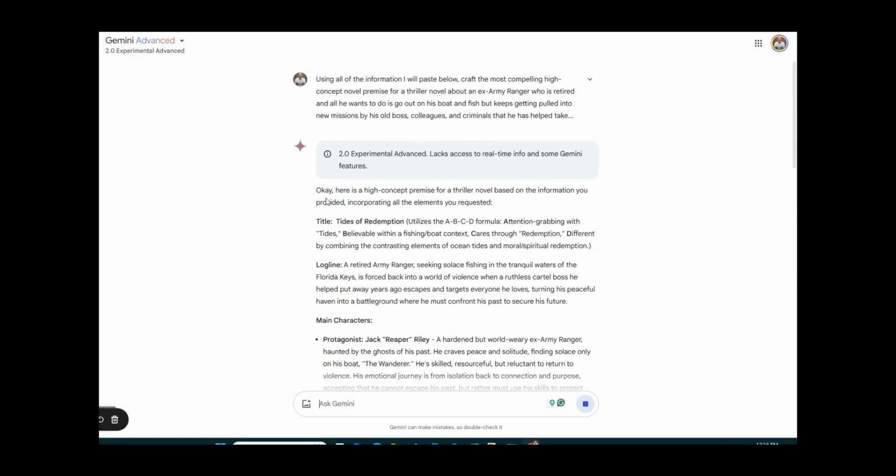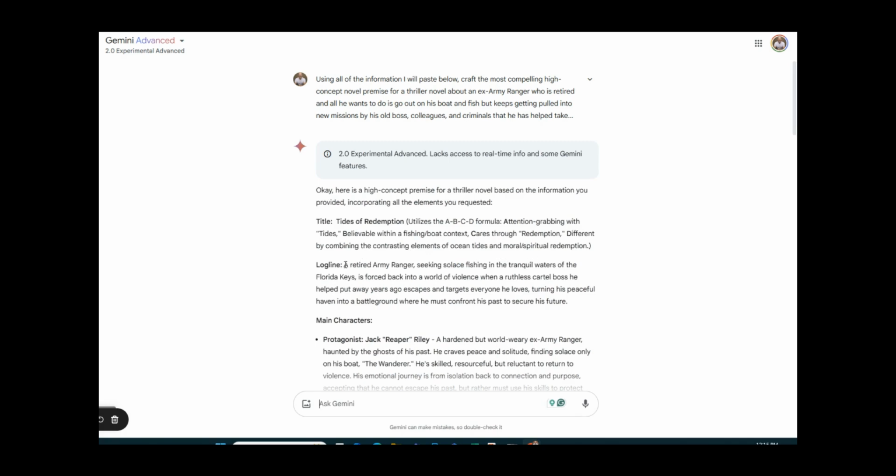We have a title, Tides of Redemption. I like it. It ties into several elements we want. It uses the ABCD formula, attention grabbing with tides. I guess that's attention grabbing, tides, maybe. Believable, fishing boat context, the redemption. I like that. Different by combining contrasting elements of ocean tides and moral, spiritual redemption.